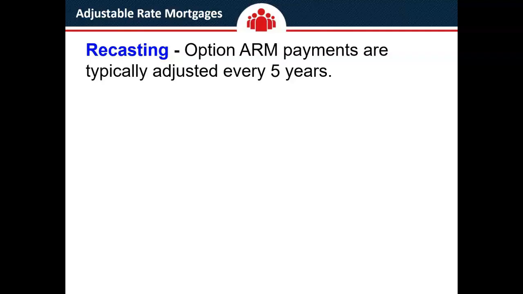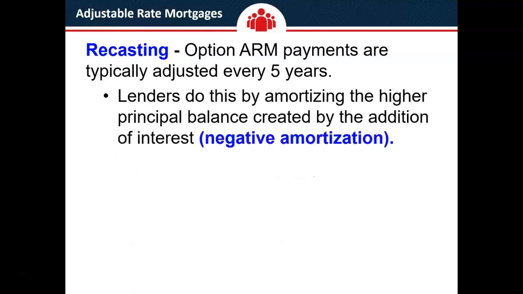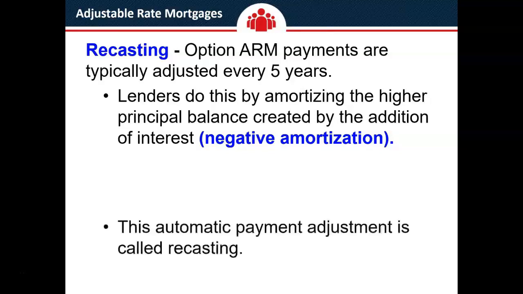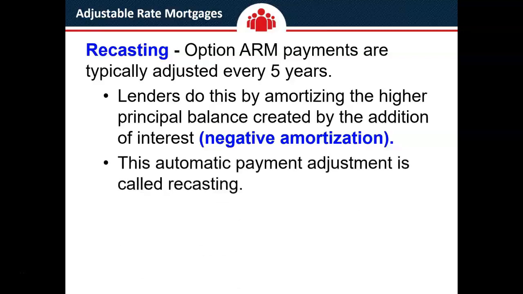Recasting is when they look at it all over again, and then they recast or readjust the loan. Option ARM payments were typically adjusted every 5 years. And if they've added too much to the end of the loan, they had too much negative amortization, then that option goes away. Lenders do this by amortizing the higher principal balance created by the additional interest, meaning the negative amortization. The automatic payment adjusts, and that particular process is called recasting.